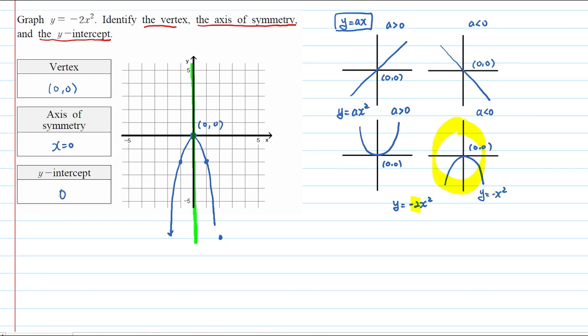Now again, x equal to 0 is an equation of a line, not just the value of x. No matter what y is, x is equal to 0.